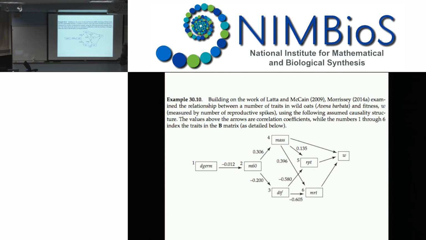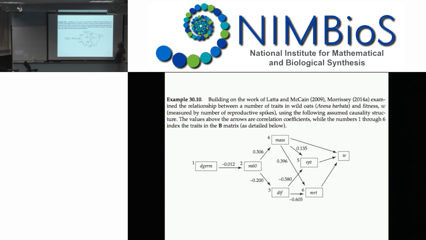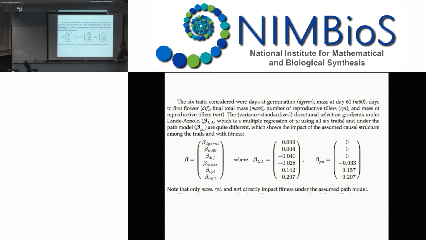Whereas these three traits here directly affect fitness. So here is a gradient: germination, 60, days of first flowering, mass, reproductive tillers, reproductive mass. If I did Landy-Arnold, those are the weights I would get. Landy-Arnold completely ignores that causality structure and just runs it as a regression. However, if I actually look at the path analysis, the only direct paths are mass to W, reproductive tillers to W, and mass reproductive tillers to W, and those are the values I get for those three traits. So you get a very different interpretation on those.